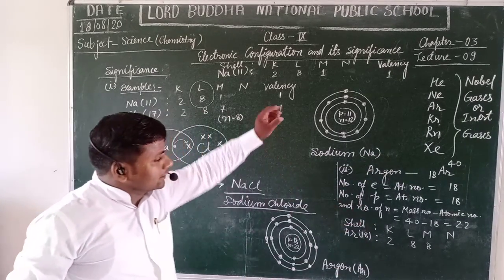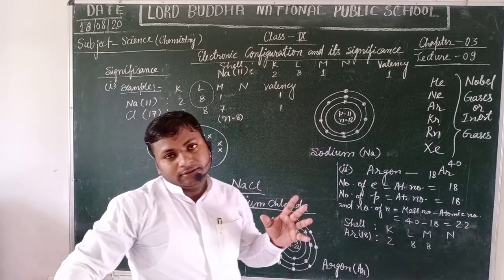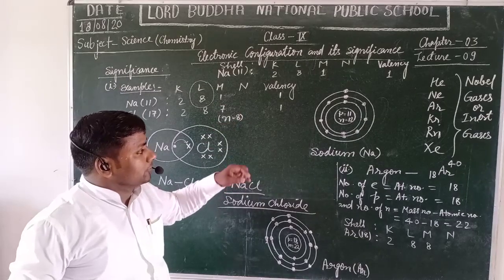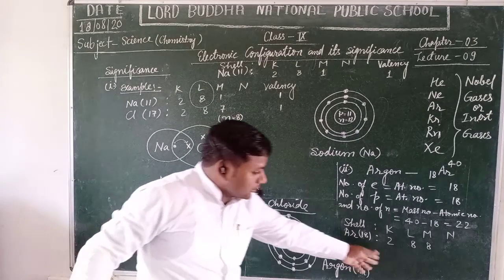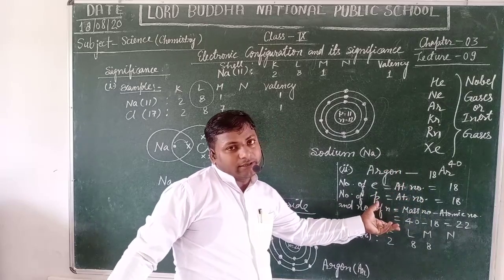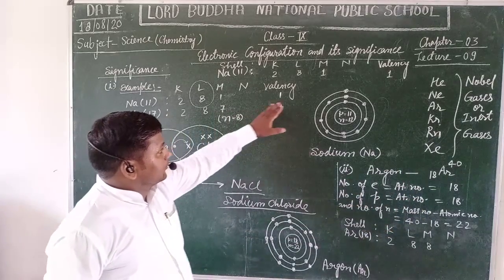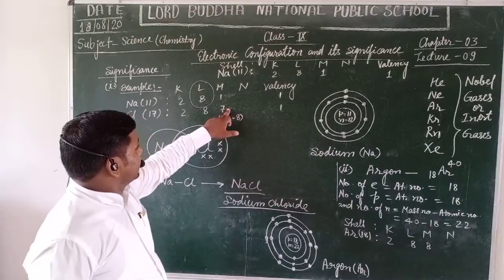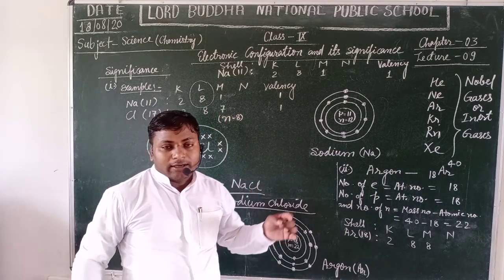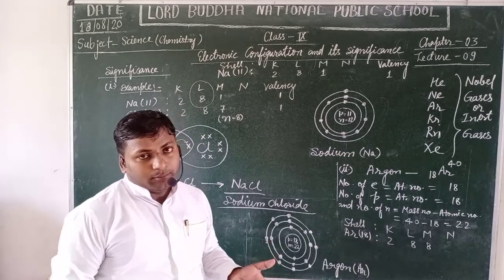Thus, students, these are the two peculiar features of the significance of electronic configuration. If the octet of any element is complete, then it is not reactive. Whereas if the octet of any element is incomplete, then it is reactive and can combine to form a molecule or compound.